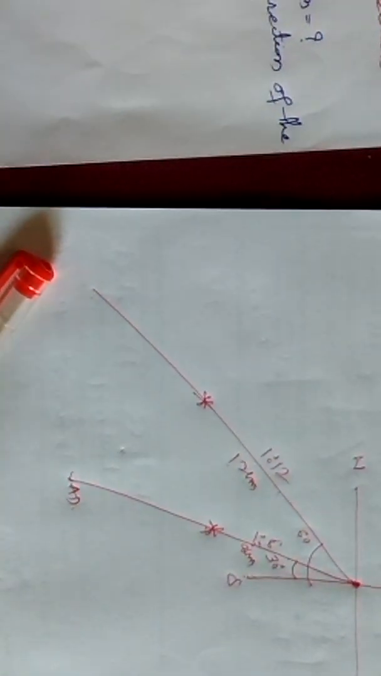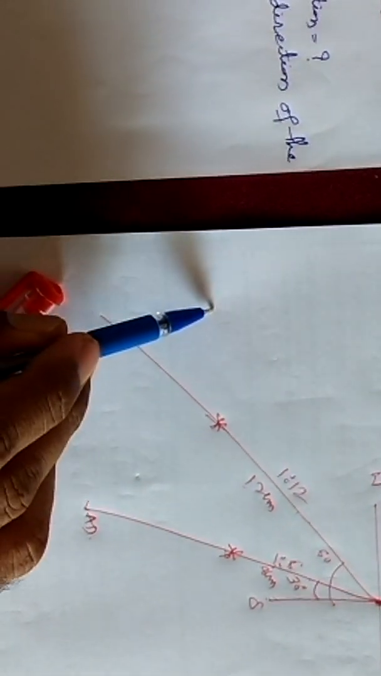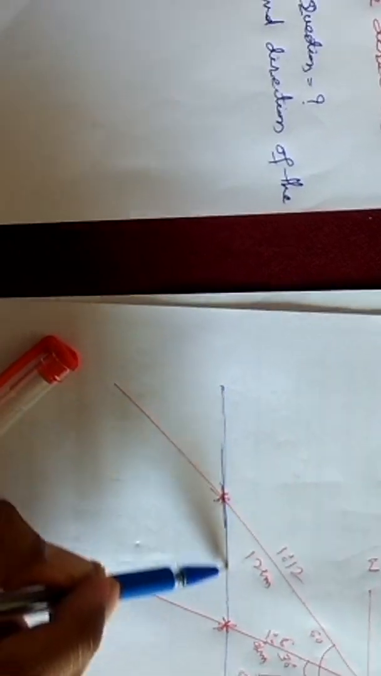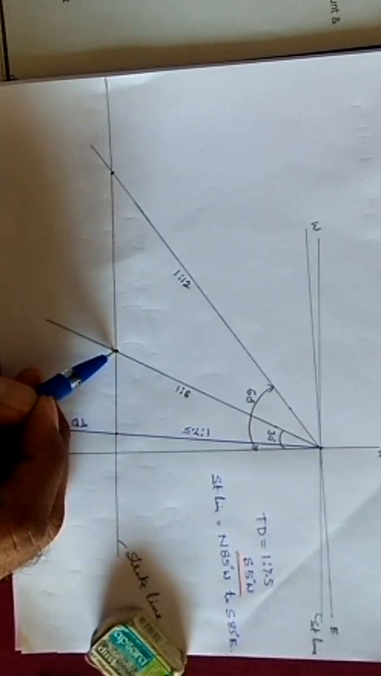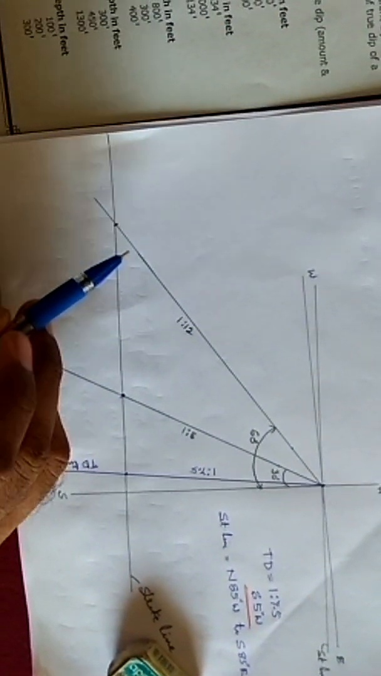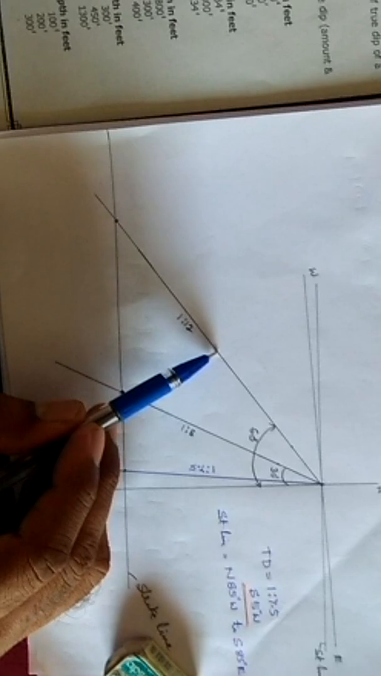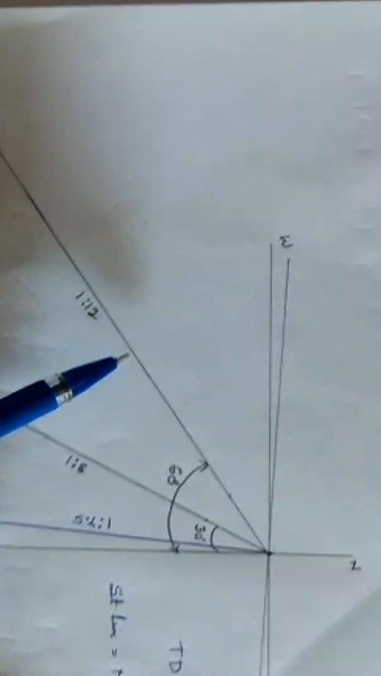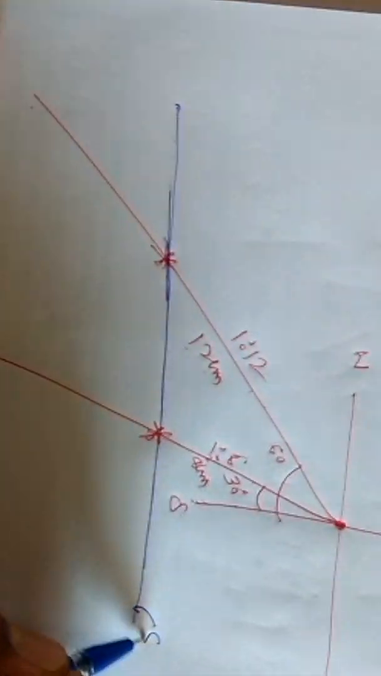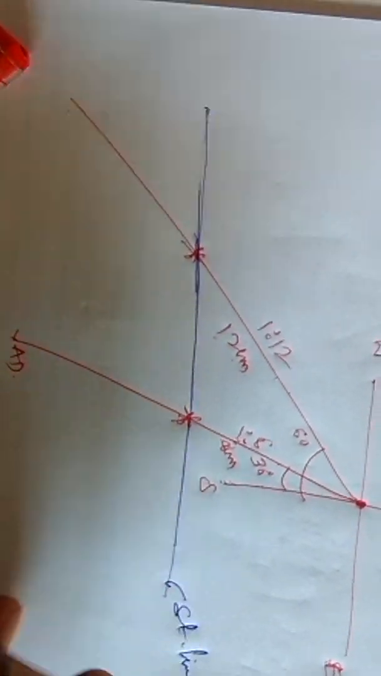Next step, you have to join these two points with the scale. Likewise I have done here. This is one point, 8 centimeter from the center, and another point, 12 centimeter on the south 60° west direction. Whatever line you have drawn here on this paper is nothing but the strike line.